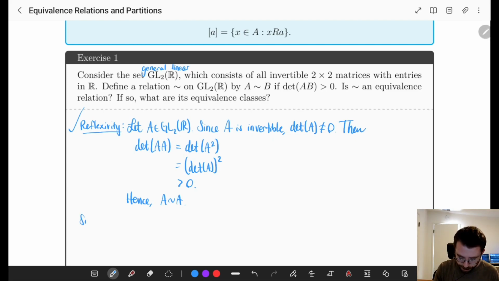Okay. Is it symmetric? Well, let's pick two matrices in GL2R and say they're related.